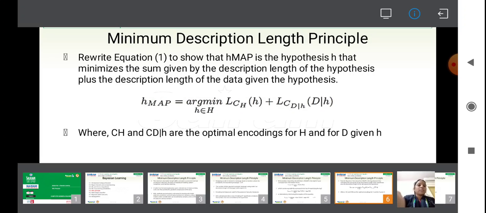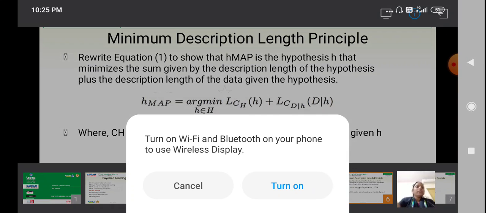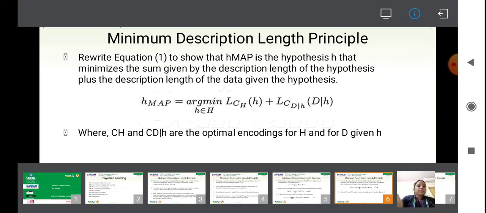Here, L is nothing but the length, the size of the data, and C_H and C_D are the encoding techniques that we have used for H and D. So what is the encoding technique? It is the optimal encoding technique we have used for the data sets H and D. What is the need for implementing the encoding technique here? The need is for the sake of security concerns. For the reason of security, we are using this technique.